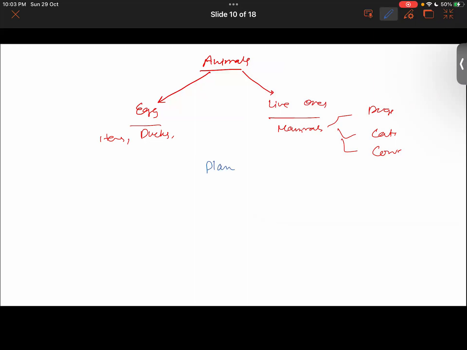Then in the case of plants, so plants reproduce in which manner? Look here, we know how plants reproduce. We know that plants grow from seeds. Seeds, then from seeds it grows into a sapling, and then from that it grows into a plant and then into a tree, right?